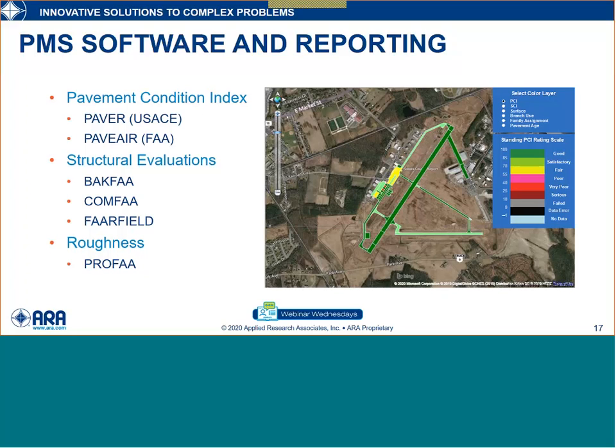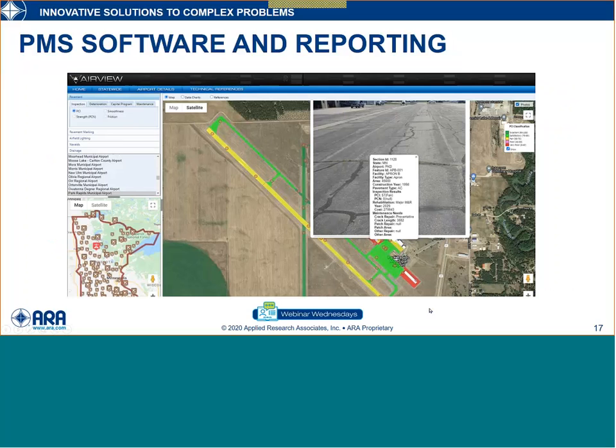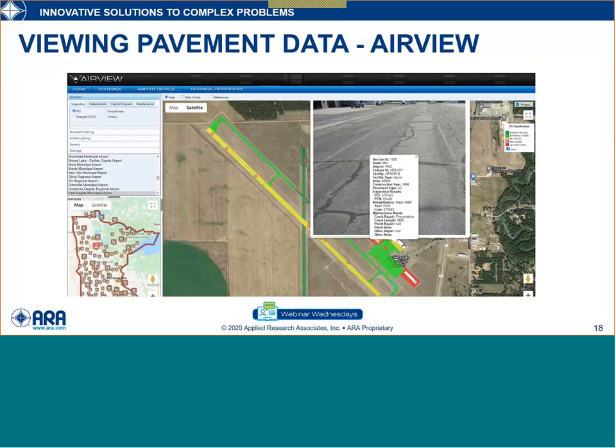Now, both the Paver and the PAVAIR software have GIS capabilities. You can see an example of that in this photo here. That's an example of some GIS capabilities of PAVAIR. But most airports will export that pavement data into their own system. A lot of airports will be using AIRVIEW. Some might have more of an enterprise asset management, maybe something like IBM Maximo, a lot of different options out there. But typically, it's going to be easier for the airport people to use the software that they're used to rather than learning a new one.